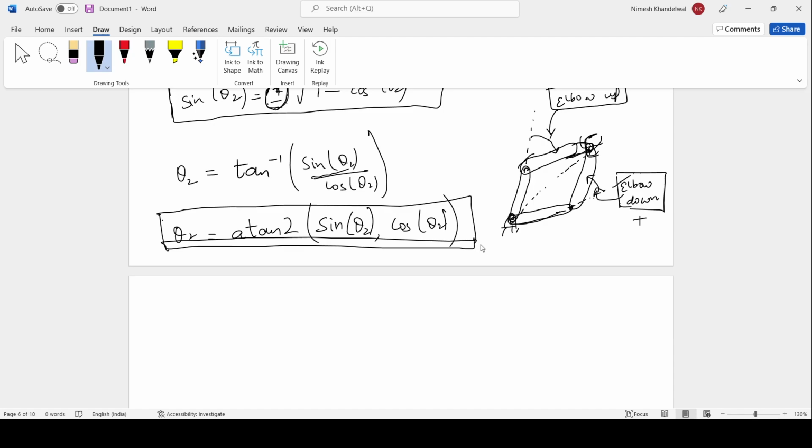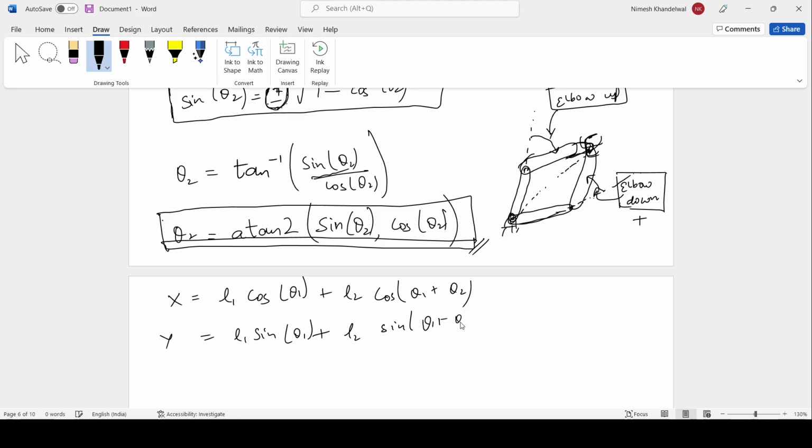Now, once we calculate theta 2, we can use its value to calculate theta 1, because now we can assume that we only have one variable in our system of equations, that is theta 1. We have x equal to L1 cos theta 1 plus L2 cos theta 1 plus theta 2, and y equal to L1 sine theta 1 plus L2 sine theta 1 plus theta 2.